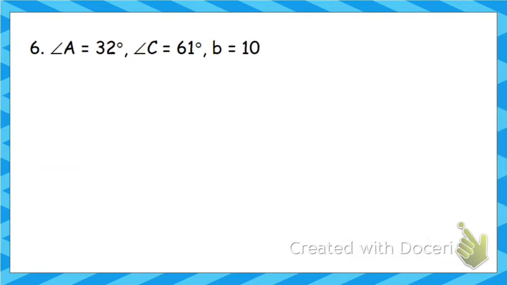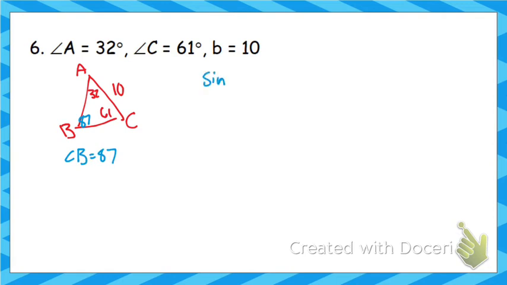All right. Another one to set up here. We've got A, B, C. So here's A, B, C. Angle A is 32. Angle C is 61. Side B is 10. We know two angles. We're going to use law of sines. Let's go ahead and find angle B first. So 180 minus 32 minus 61 is 87. So there's my first piece of information. And then we'll use law of sines.